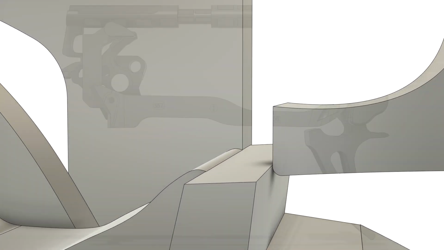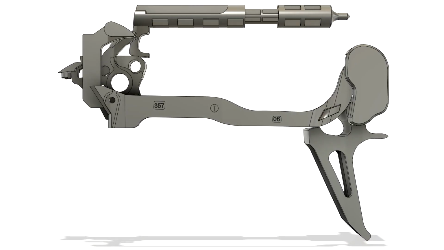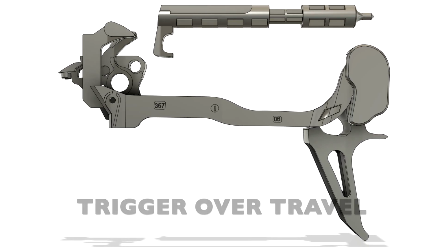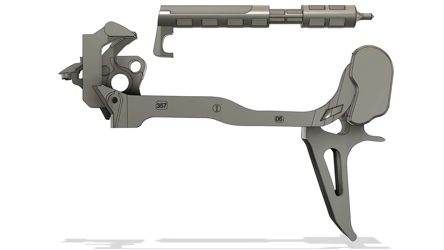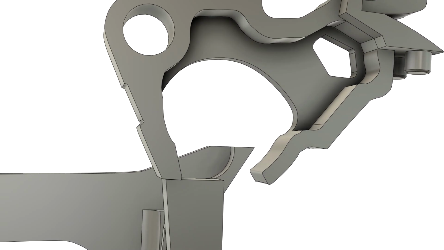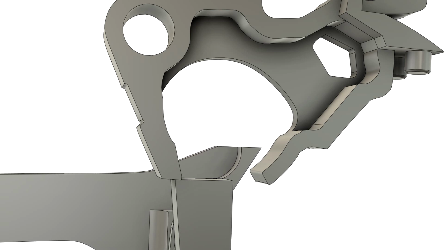The brake is the moment in time in which the striker or hammer is released and the gun fires. Overtravel is any distance that the trigger moves back immediately after the brake until it hits a physical stop point. And reset is the act of releasing the trigger to allow the internal springs to realign the trigger bar and sear for it to fire again.